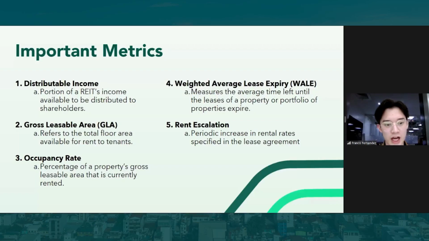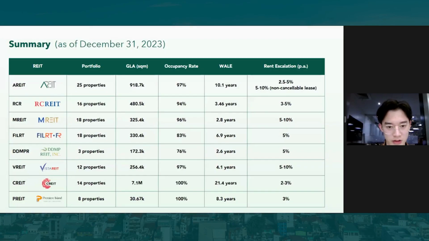On the next slide, we have a table that summarizes all of these metrics. They're updated as of December 31, 2023, but I know that the Q1 earnings of all the REITs are out, although I don't think there are a lot of significant changes. Also, we can expect the portfolio and GLA of A-REIT, RCR, and M-REIT to increase by the end of 2024, as they are set to acquire additional properties through property-for-share swap agreements.